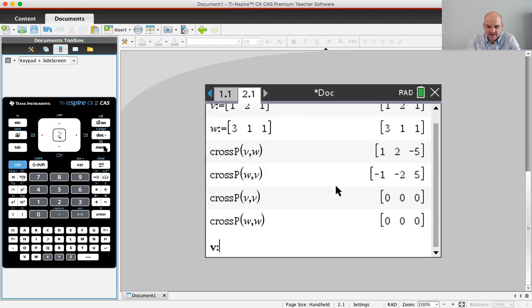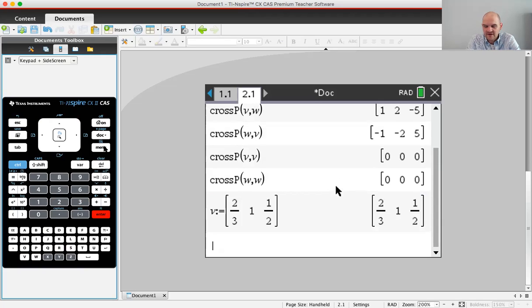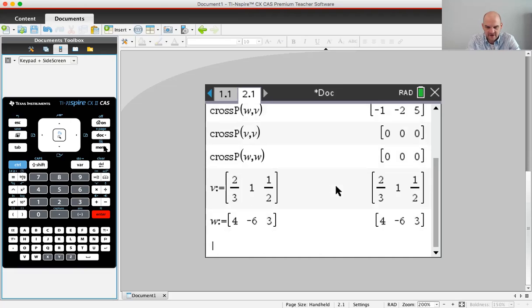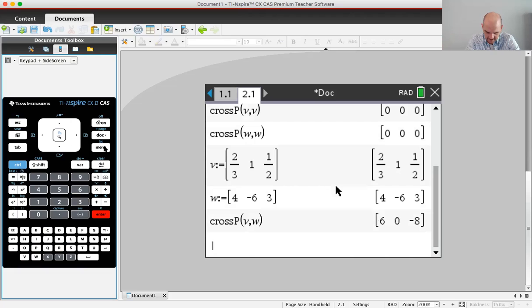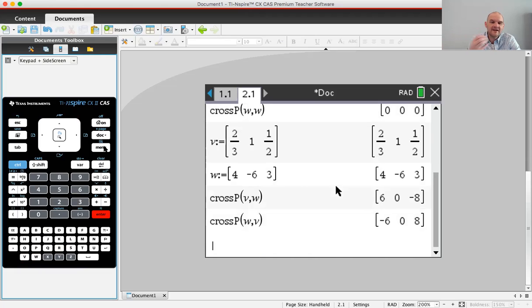Let's redefine our vectors and do the second problem. For the second problem, I talked about how I thought it might be easier to scale up V by a factor of 6 to clear out the denominators, because sometimes things are just easier when there are no fractions involved. First, menu 7C2 is cross product. V and W: 6, 0, -8. So then if I do W cross with V, I should get the opposite of that, which I do.